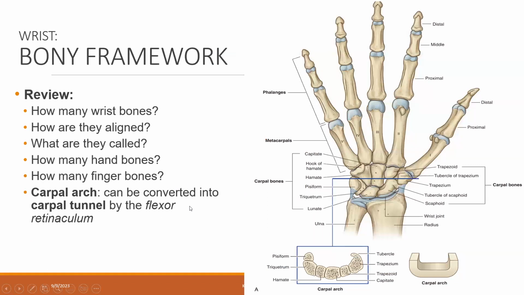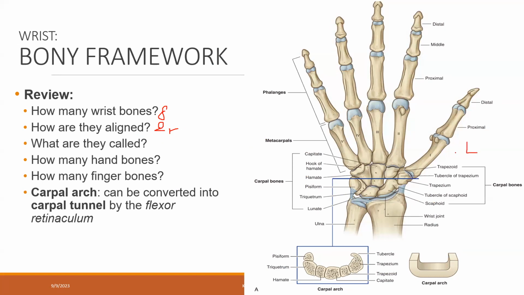All right. So now let's review a little bit about the whole bony framework of both the wrist and the hand. First off, how many wrist bones are there? There are 8 of these wrist bones. And how are they aligned? They are aligned in 2 rows, right? 2 rows. Each row contains 4 of them, okay?